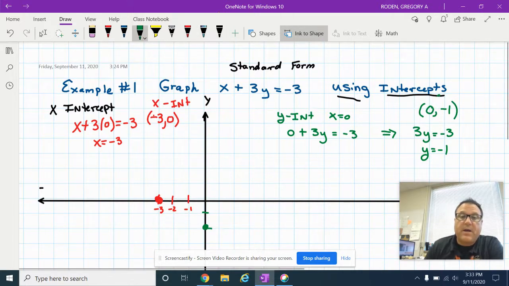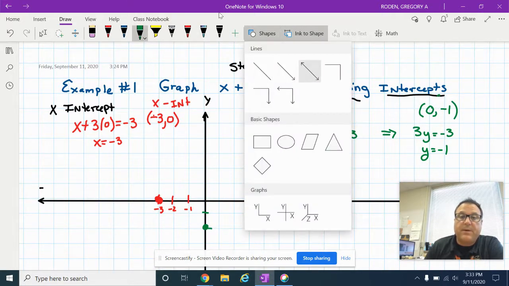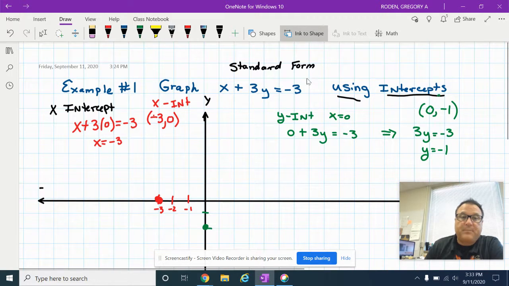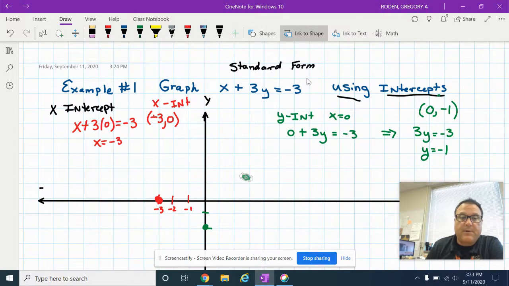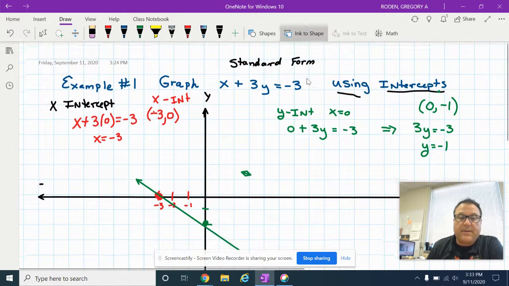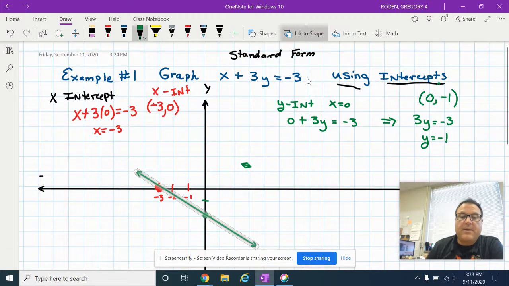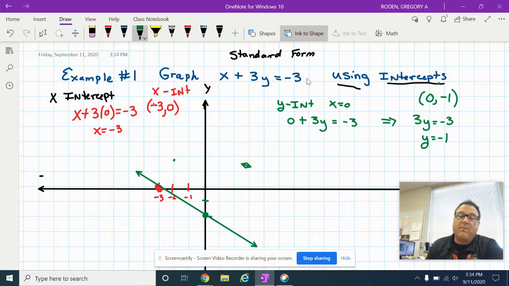And so now, let me pull a line up here. When we graph that, we're going to get a line that does something like this. And there's our line. We graphed it using standard form. Notice we didn't talk about the slope. We talked about the y-intercept, but we didn't talk about the slope at all in this equation. Cool. And we're done.